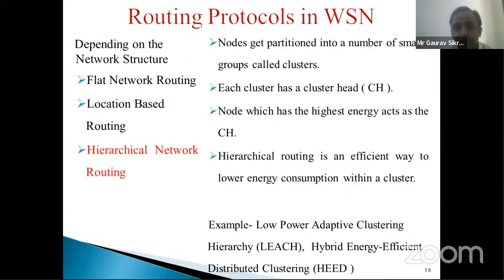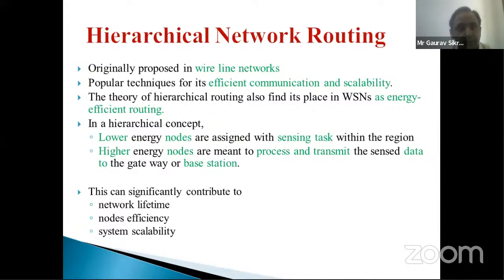And finally, what we are discussing in the paper is hierarchical network routing. Hierarchical network routing is better than these two network routings, in which each cluster has a cluster head, and that cluster head can further be deployed depending upon the different parameters we have discussed in our paper. Hierarchical network routing was originally proposed for wireline networks, but now it is being used for wireless sensor networks. In the hierarchical approach, lower energy nodes are assigned to the sensing task, and higher energy nodes are used to transmit the data to the base stations.